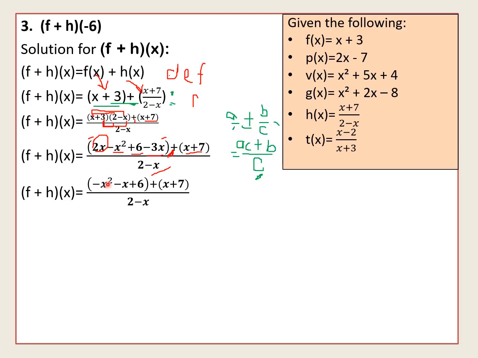Uunahin natin siya, okay? Kasi dapat yung terms natin dito sa loob ng parentheses in order sila. Okay? Descending order sila according to exponent. Okay? So, unahin natin si negative x squared. Kopyahin kasi wala naman siyang kasama. Then, si 2x minus 3x, it would be negative x. Okay? Tapos, plus 6 kasi wala naman siyang pwedeng i-add dito sa loob ng parentheses.